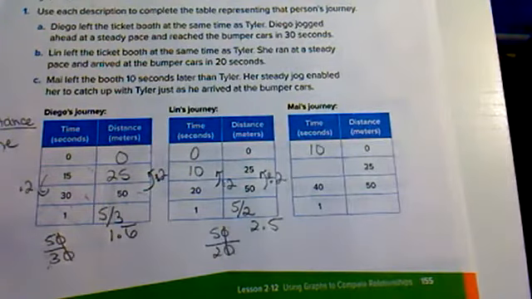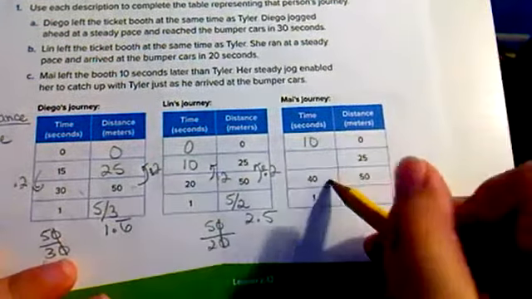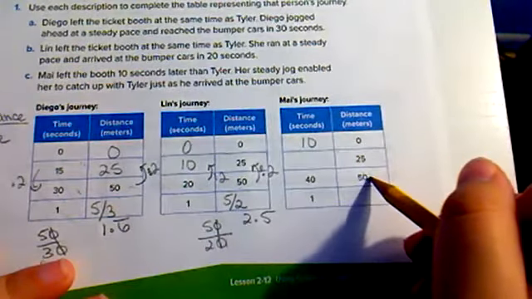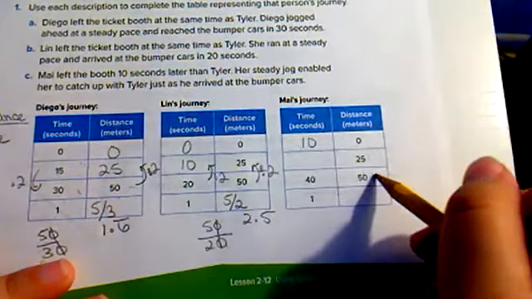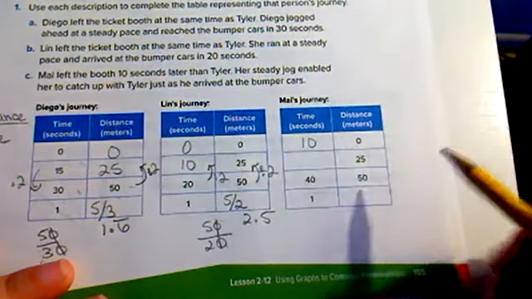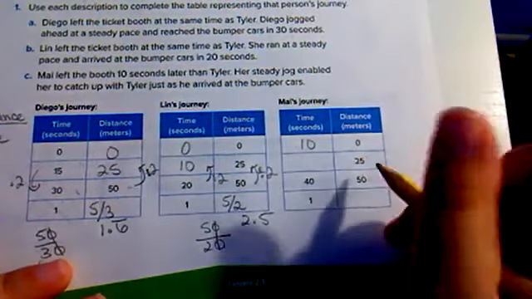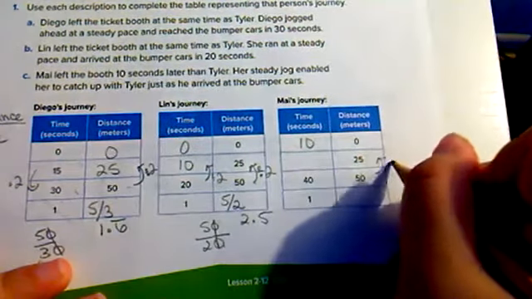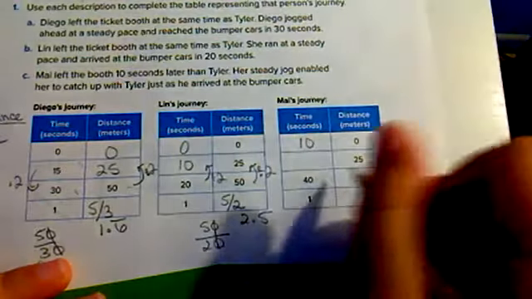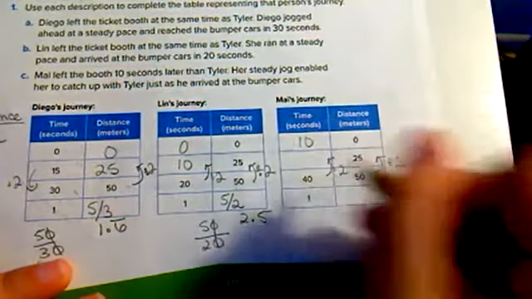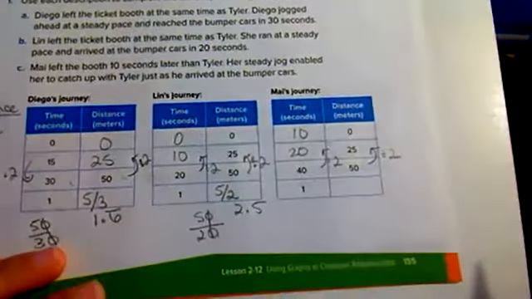Now we've got to figure out right here. So we have 40 and 50. So how do we go from 50 to 25? What do we need to do there from 50 to 25? That's right, we're going to divide by 2. And that means we're going to do the same thing over here. 40 divided by 2 is going to give us 20.